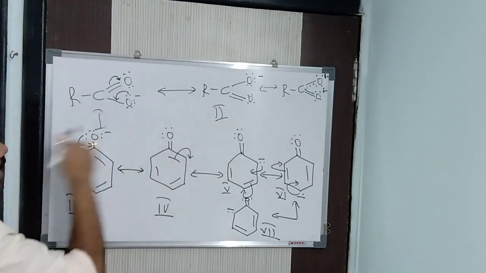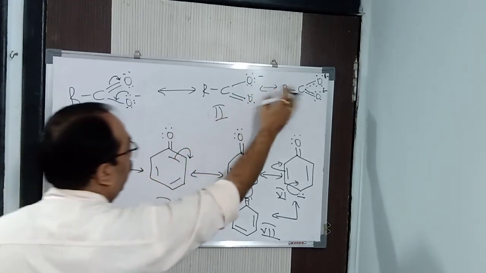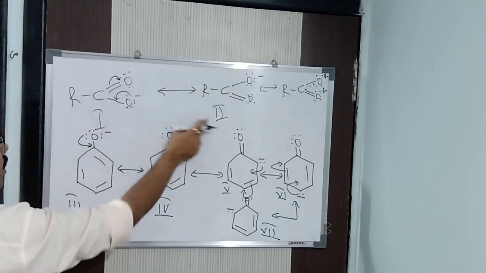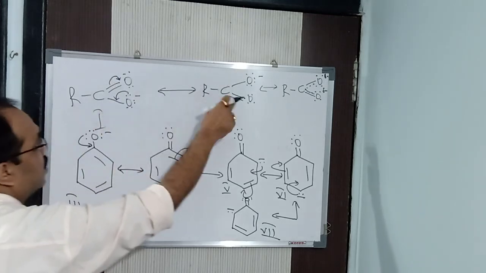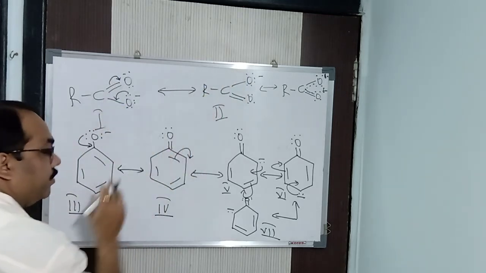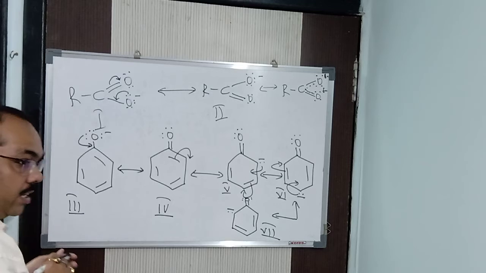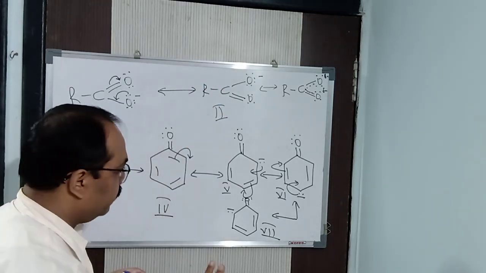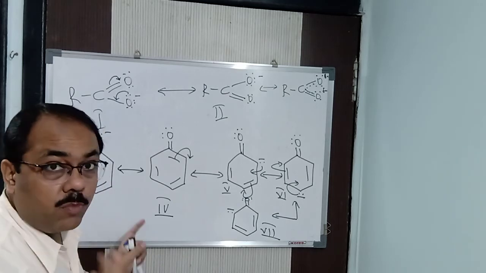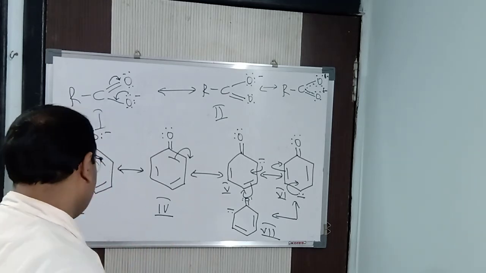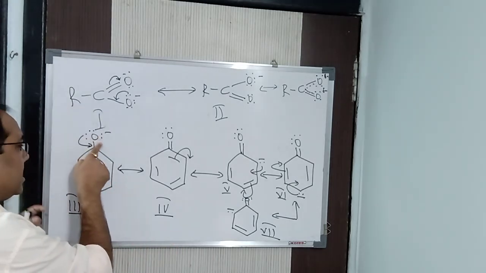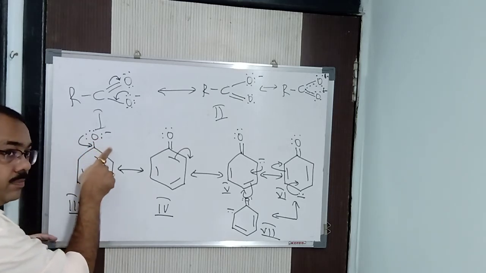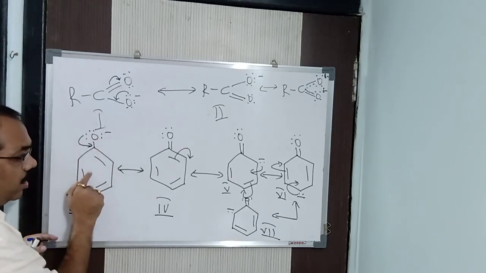Now in 1 and 2, because this is the resonance hybrid, I don't require it; just for your reference I said it. If you see 1 and 2, the negative charge is equally distributed, you can see that. It is dispersed, and it is present on the more electronegative oxygen atom. It is more stable due to resonance. Here the negative charge is localized, it is not delocalized.